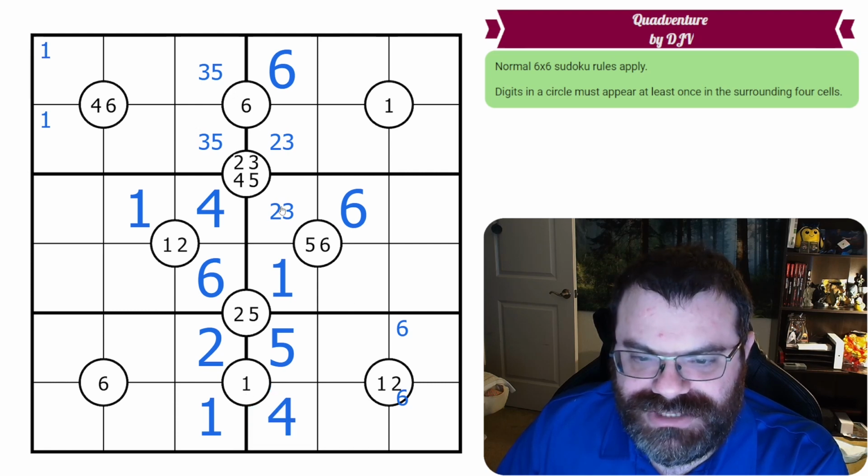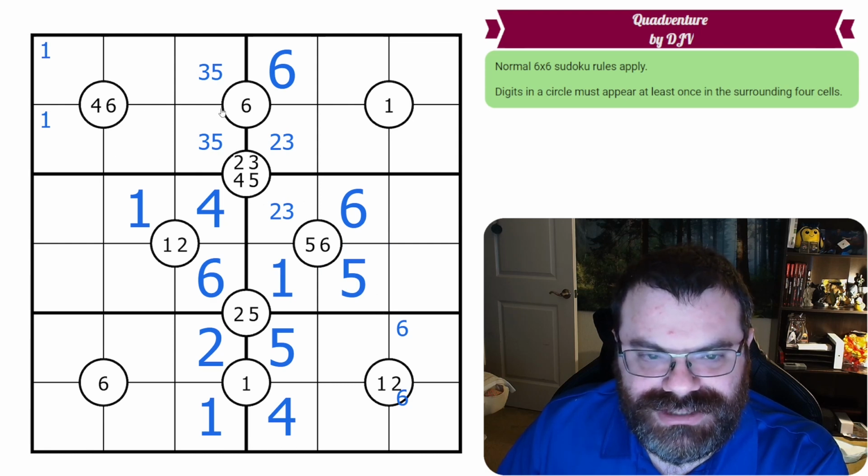Okay, what else can we do? We need a 5 in this quad. That goes here. Let's see, what else did I not spot yet? Looks pretty clean now. I need a 2 in this quad, that goes here.